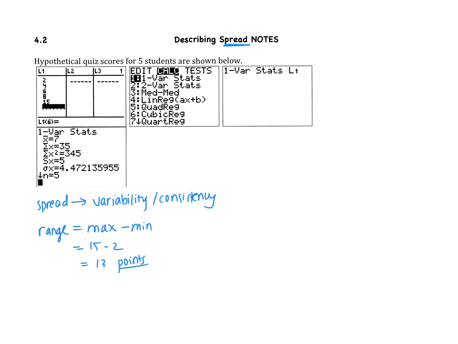That is not very commonly used. Why do you think the range is not the most helpful measure of spread? Outliers. It's affected by outliers, and it only takes into account 2 observations. Okay, so the one that is more common is what's called standard deviation, which is related to variance.